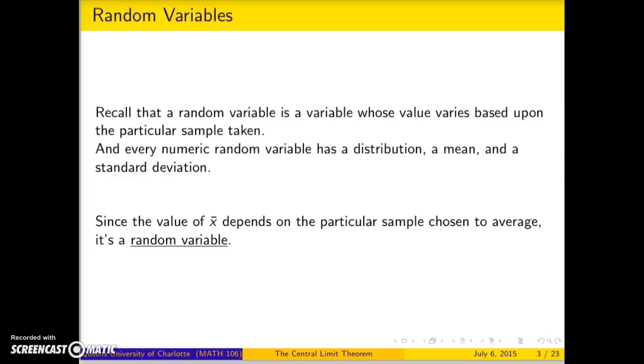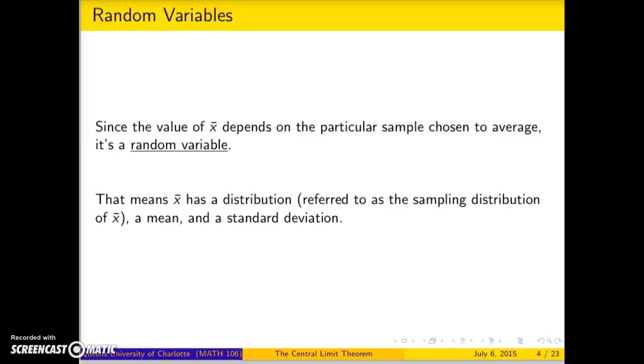So if you recall, we talked about random variables before, and we said that a random variable is a variable whose value changes based on the particular sample we take. And every random variable has a distribution, a mean, and a standard deviation. Now recall that x bar depends on the particular sample we take. So if we take a different sample, each different sample we get a different sample mean. Therefore, it's a random variable.